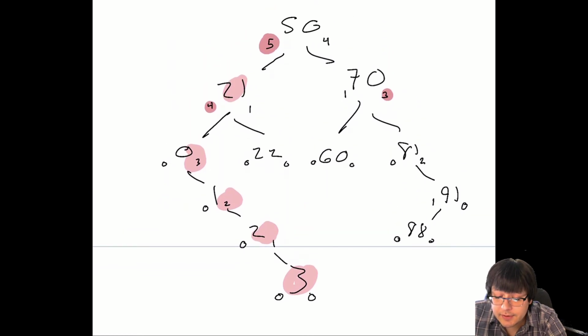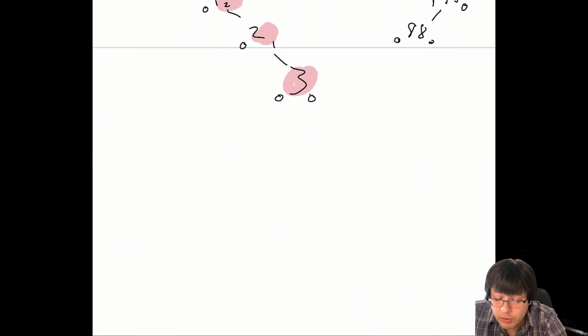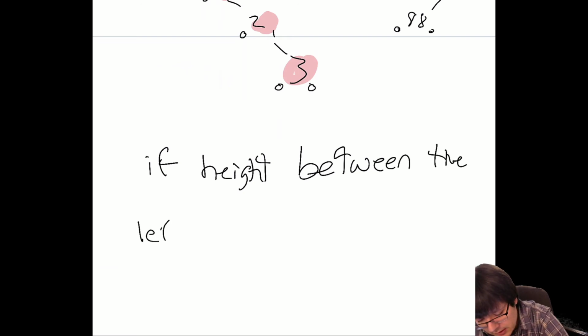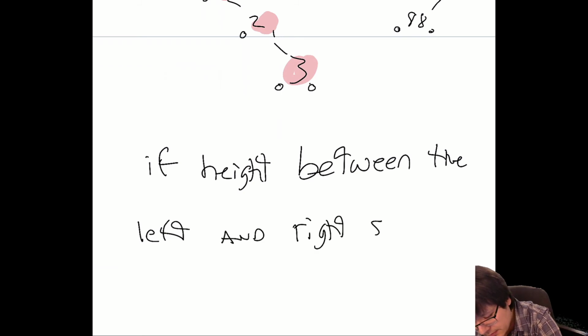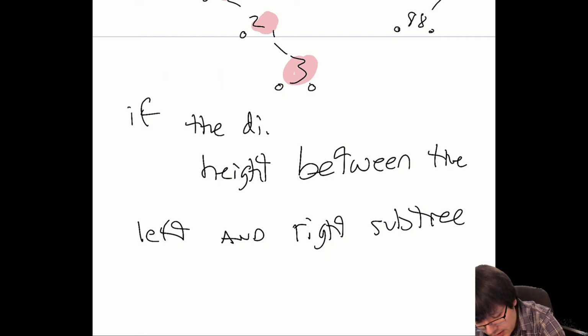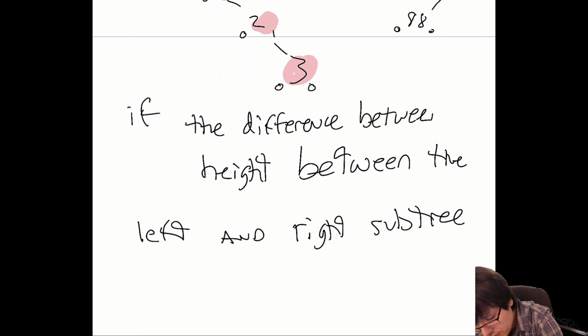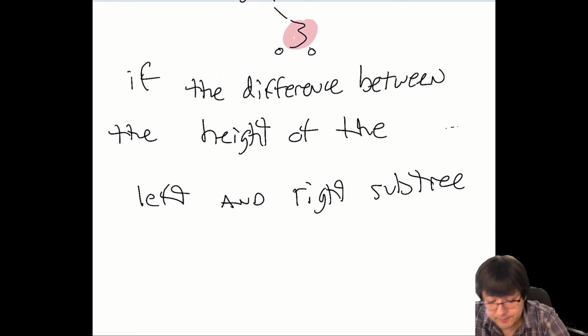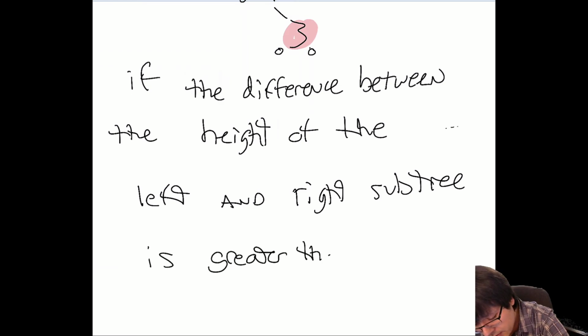All right. Next thing is, this is how you compute the height, but I still haven't talked about what is considered balanced or not. What is considered balanced or not is if the height between the left and right subtree, let me write the word difference actually. So if the difference between the height of the left and right subtree is greater than 1, make sure that 1 looks like a proper 1.